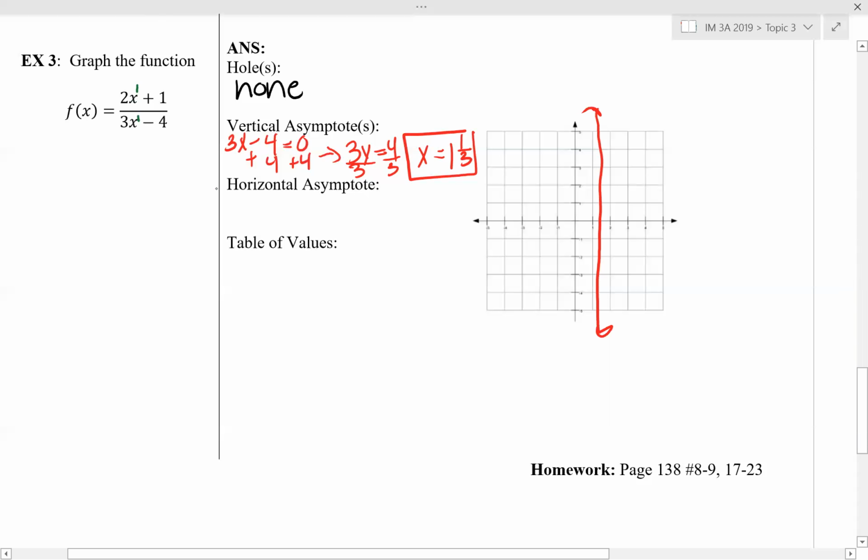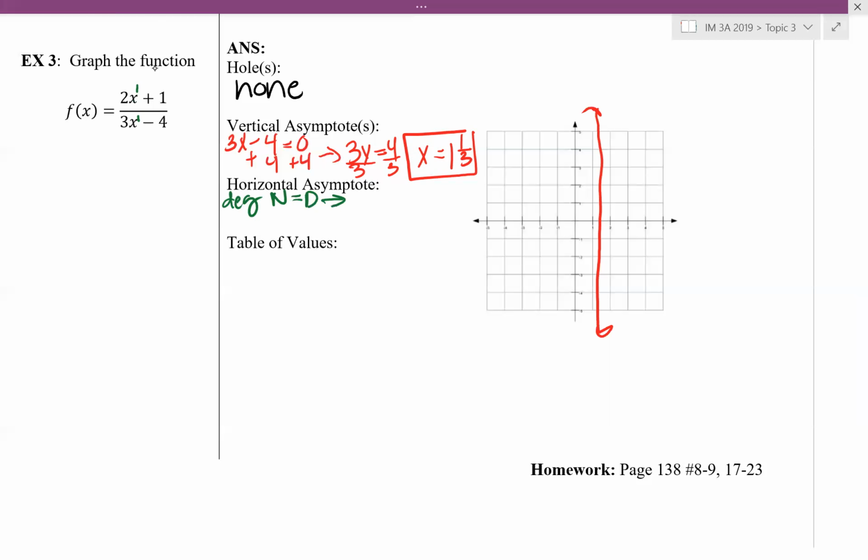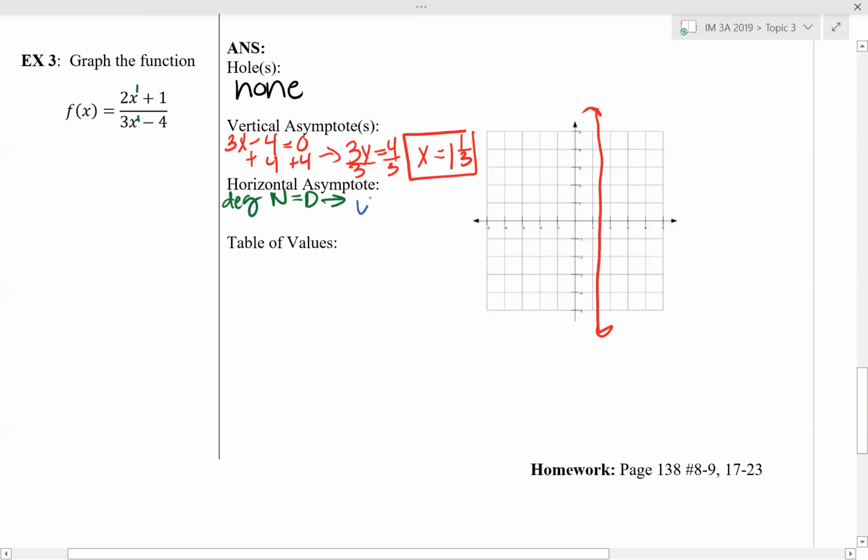Since the degree of the numerator is equal to the degree of the denominator, that tells us that the horizontal asymptote occurs at y equals the ratio of the coefficients. So our coefficients are 2 and 3. That means that y equals 2/3 is the horizontal asymptote. So our horizontal asymptote is at y equals 2/3.